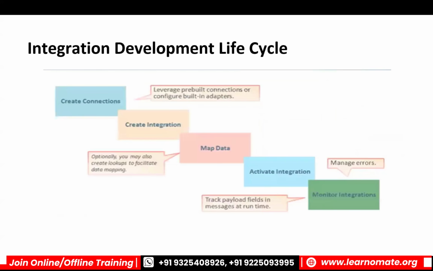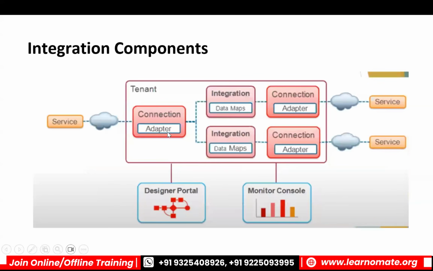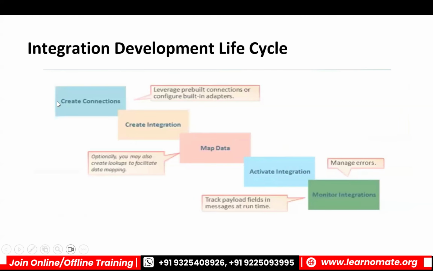Now, how will the normal development cycle of any integration look? First of all, we have to create a connection. In this setup, we have a source system and two target systems, so we have to create connections to connect with those systems. If I want to connect with this system, a connection will be created, and if I want to connect with that one, another connection. So the first step is to create the connections by using the inbuilt adapters for all the systems involved in the communication.